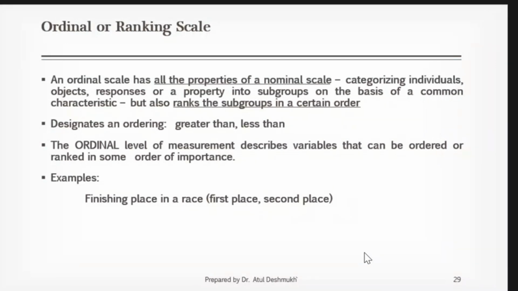So ordinal scale has all the properties of nominal scale. Basically it is one step ahead of your nominal scale. Nominal scale is basically a classificatory scale, so ordinal scale will have all its properties, meaning it will classify you for this particular test, maybe as males or females. Apart from classifying, it will also rank you. It categorizes individual objects, responses or properties into subgroups on the basis of a common characteristic, but also ranks the subgroups in a certain order.